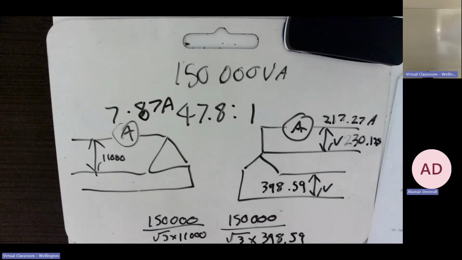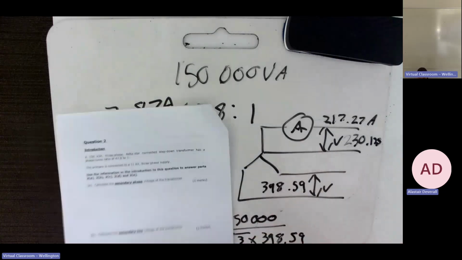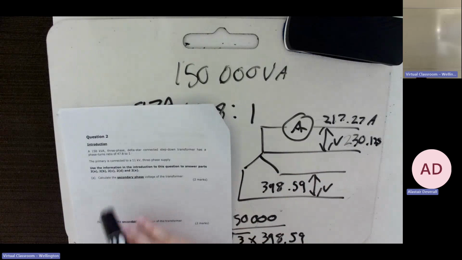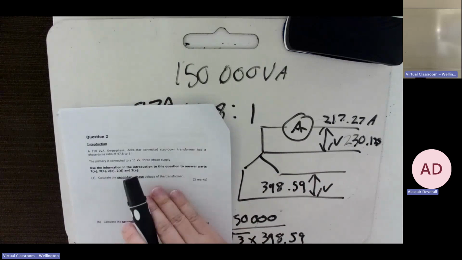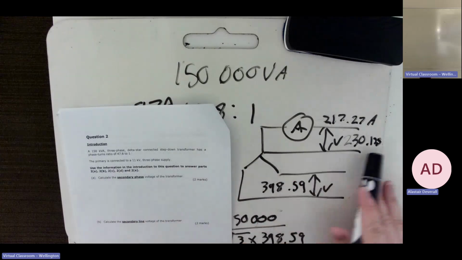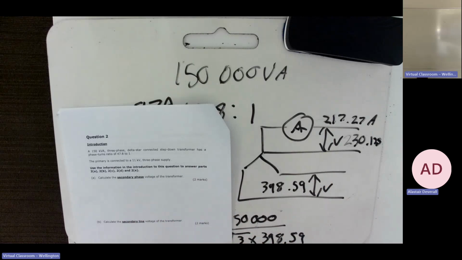Now, we have just drawn up the picture. We haven't answered any questions, but now we have a look at our questions. We are going to be asked, calculate the secondary phase voltage of the transformer. Our secondary phase voltage is 230.125. We check the answer sheet.